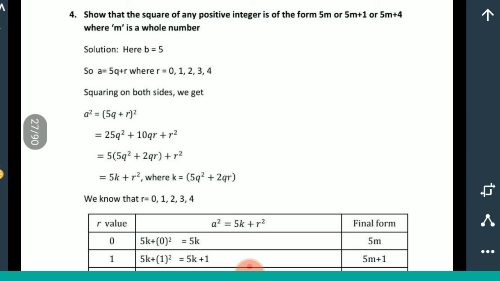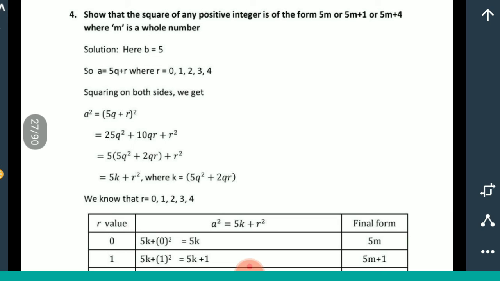To identify the b value, just observe that 5m, 5m plus 1 and 5m plus 4, all these are already in the form of bq plus r. That is, 5m is nothing but 5q plus 0, 5m plus 1 is 5q plus 1, and 5m plus 4 is 5q plus 4. So by seeing the sum only, we can easily write those forms.